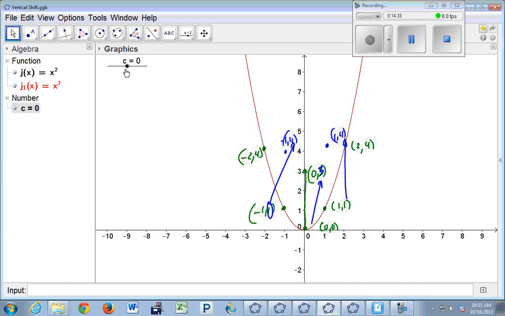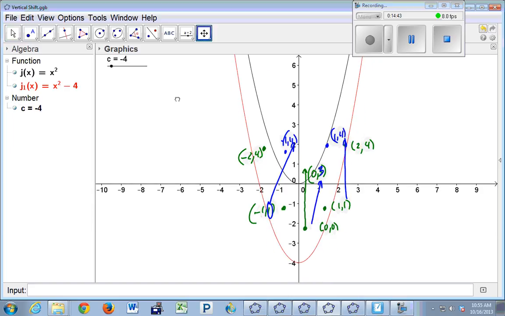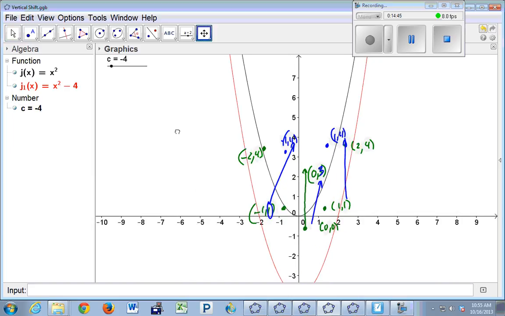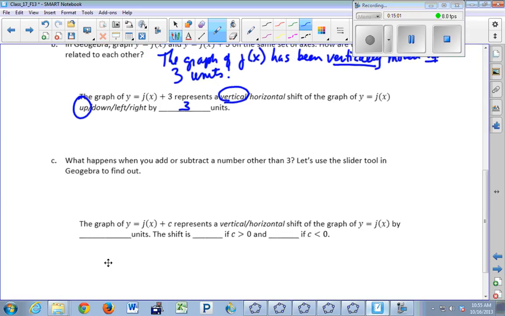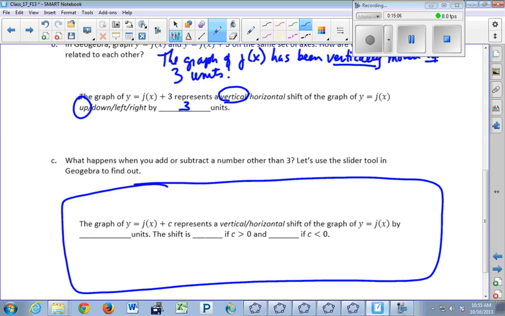And then when c is -1, we shift down. We move down 1 unit. -2, we move down 2 units. -3, -4, -5. Okay, so, oops, I guess I can't quite do that. So the slider on GeoGebra allows you to investigate the different values of that constant that you're adding, and then you can know what happens to your graph. So this is the type of thing you're going to add to your cheat sheet for your quizzes and your tests, because this is our first general statement.